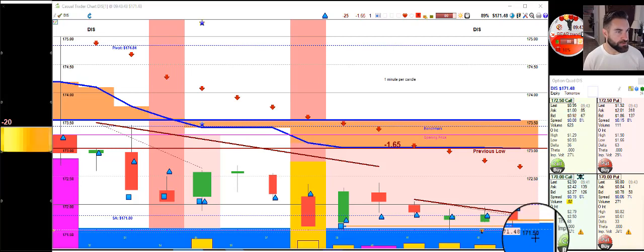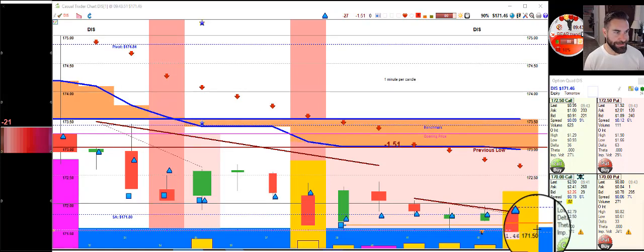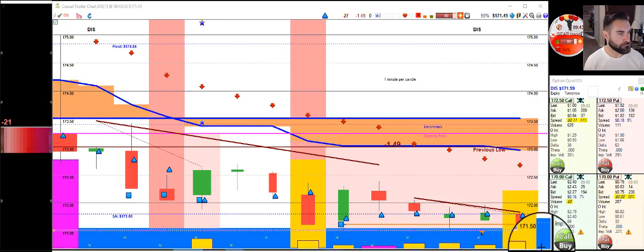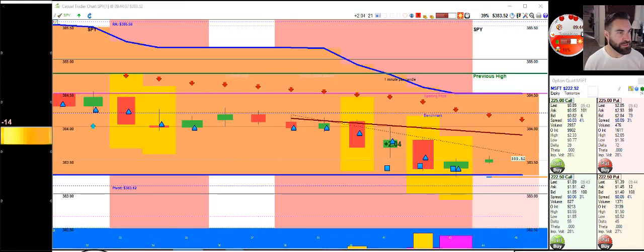Goes Disney. It's still trying to navigate that 171.50. Seems to be breaking just a little bit. It's a couple cents below. Let's watch and see what happens. Up, down, up, down. Microsoft appears to be finding floor as well. Let's see what the indexes are doing.